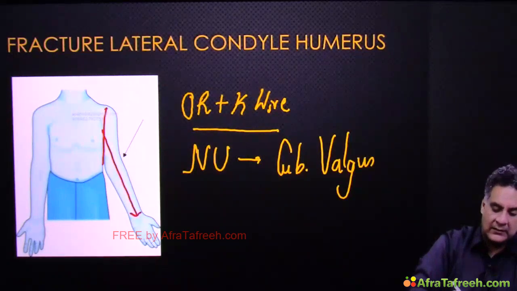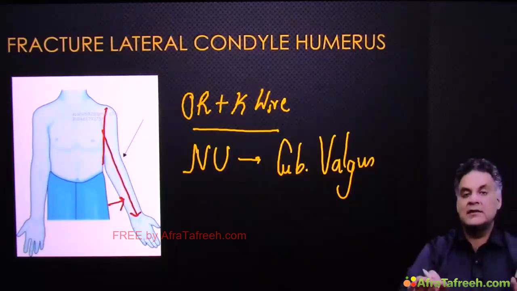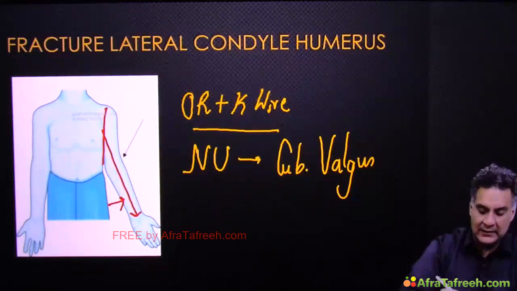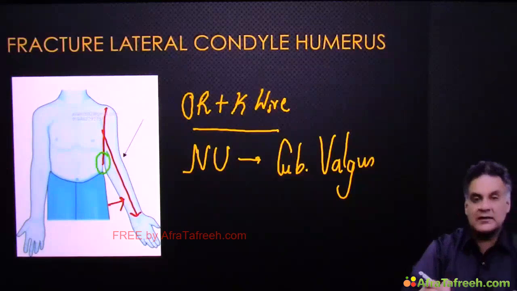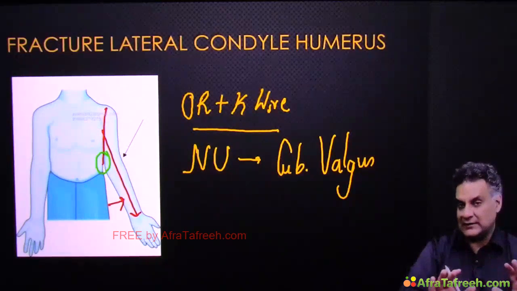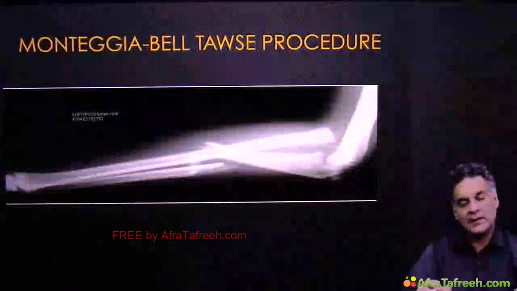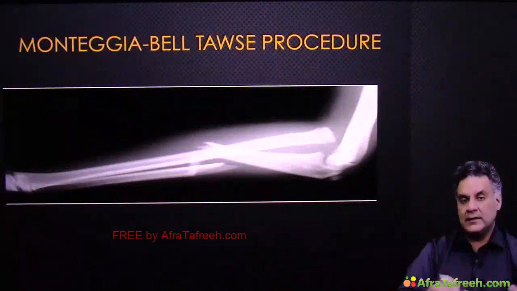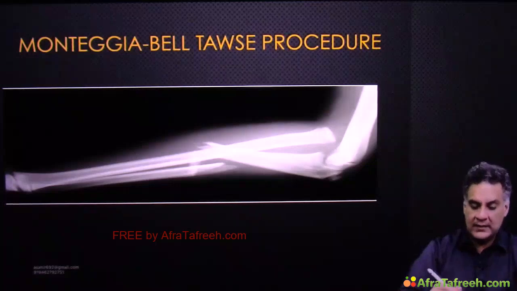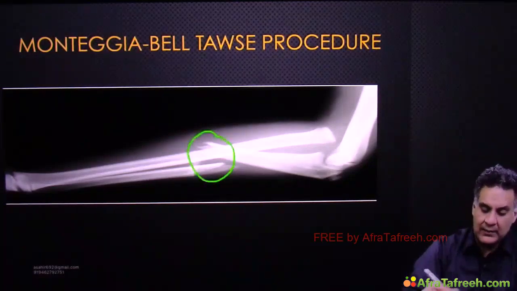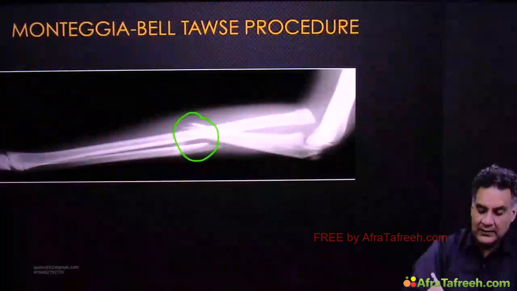So the distal part goes laterally, cubitus valgus. And behind the medial epicondyle of the humerus, there is the ulnar nerve. As the valgus occurs, slow onset ulnar nerve palsy occurs, called tardy ulnar nerve palsy. Monteggia fracture, it's a fracture of the ulna with dislocation of the radial head.